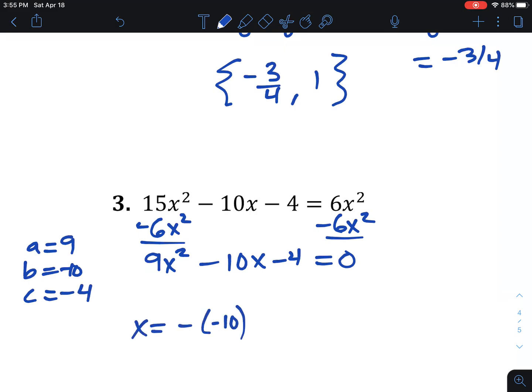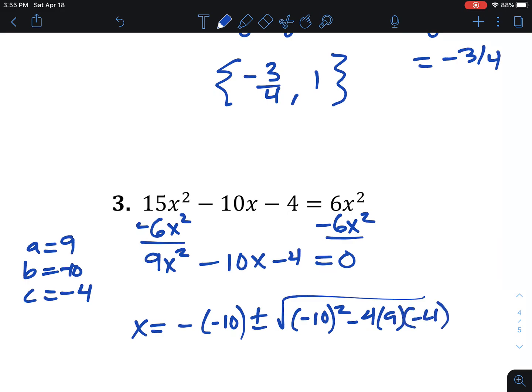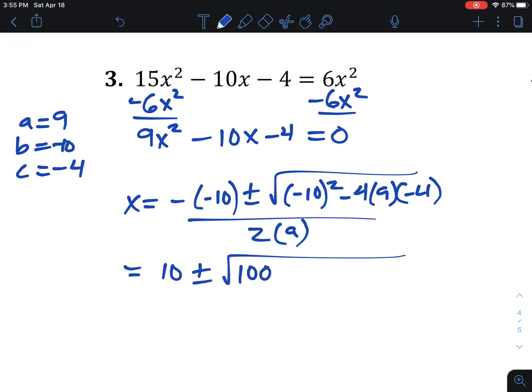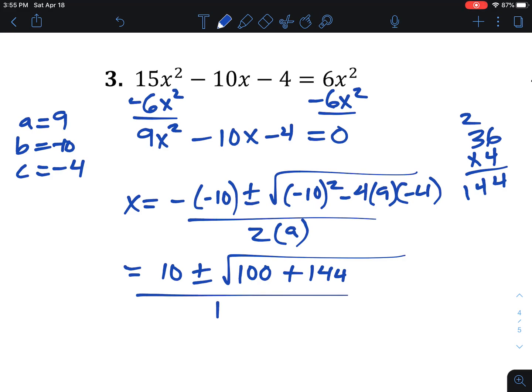So x equals negative b plus or minus the square root of b squared minus 4ac all over 2a. Looks really complicated because it is, but there's just a lot of little simplifications to do. So 10 plus or minus the square root of 100. Let's see, 4 times 9, well that would be 36 times another 4 would be 144. So that would be a plus because it's got a minus and a minus all over 18.